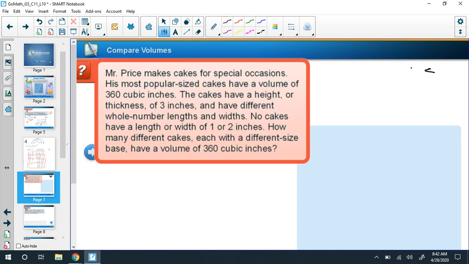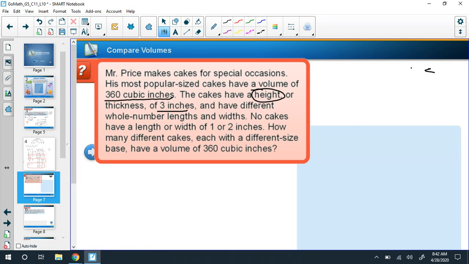Okay, so this one says that Mr. Price makes cakes for special occasions. His most popular size cakes have a volume of 360 cubic inches. The cakes have a height and thickness of 3 inches. Gosh, that seems pretty important. And all have different whole number lengths and widths.